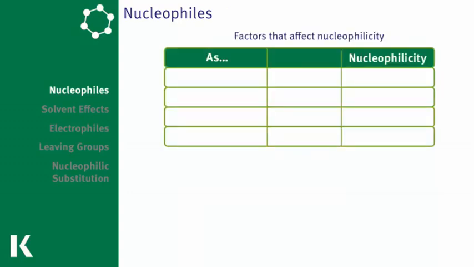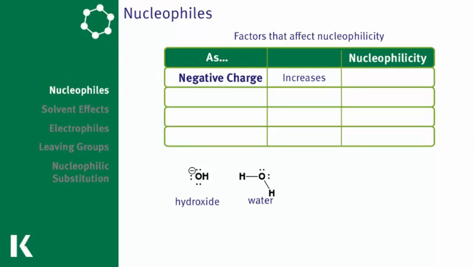Let's take a couple minutes now to review how nucleophilicity is affected by certain aspects of the reactants themselves, or the solvent. When the negative charge associated with the nucleophile increases, we can envision its nucleophilicity, or how good a nucleophile it is, also increasing. Therefore, in the example of a hydroxide anion compared with water here, we would expect the hydroxide anion to be a stronger nucleophile.